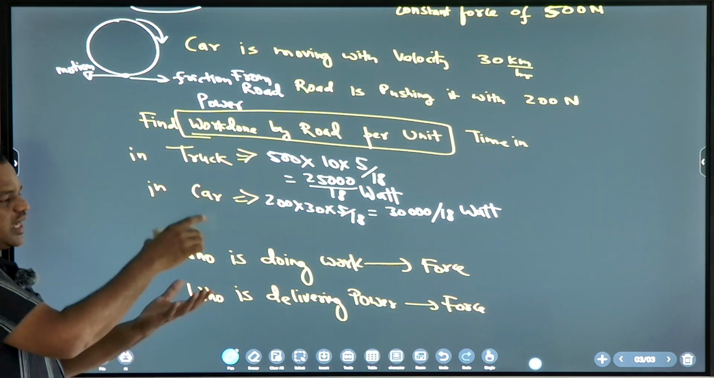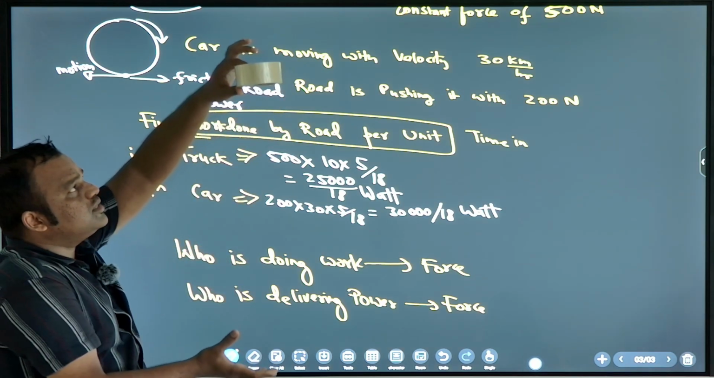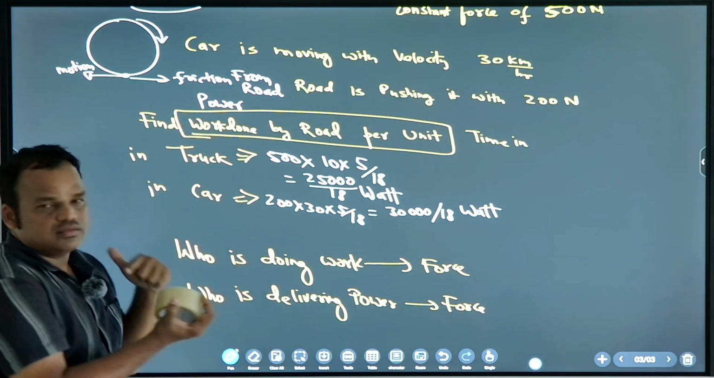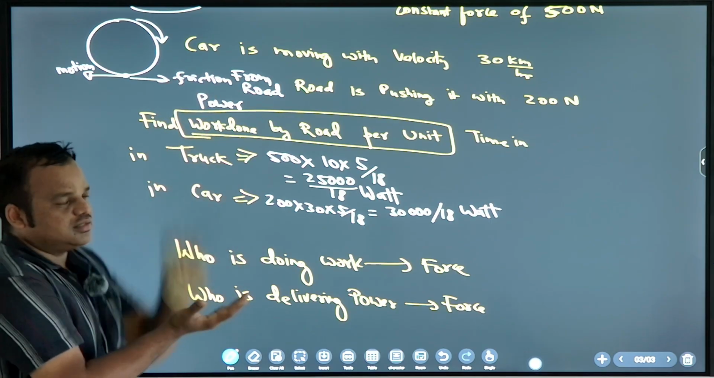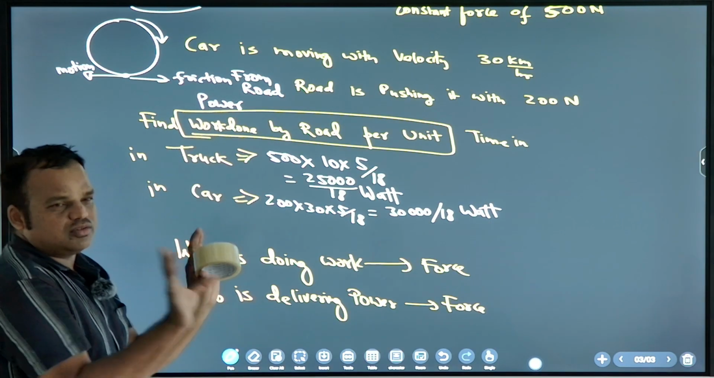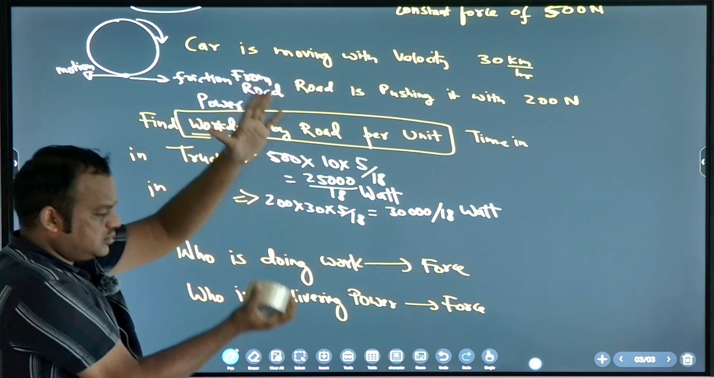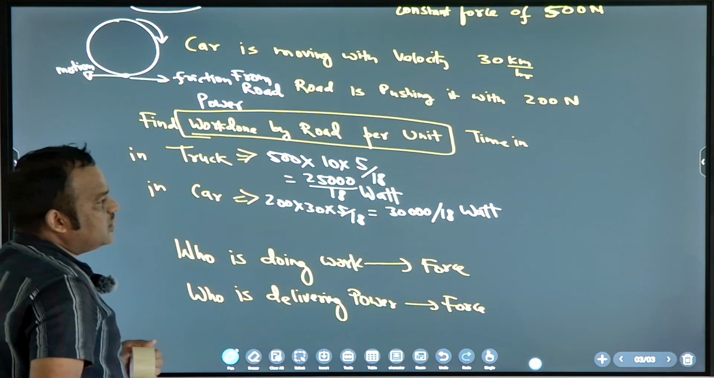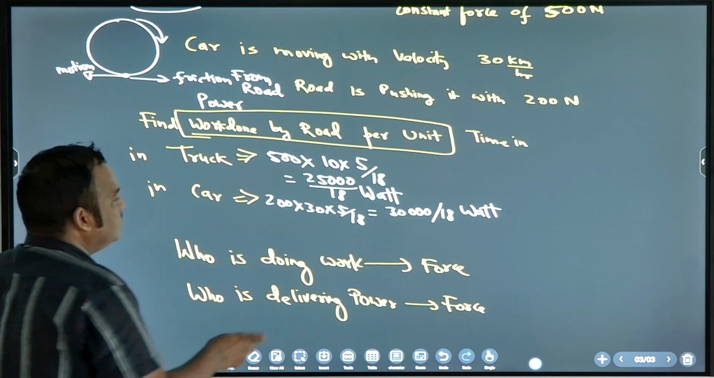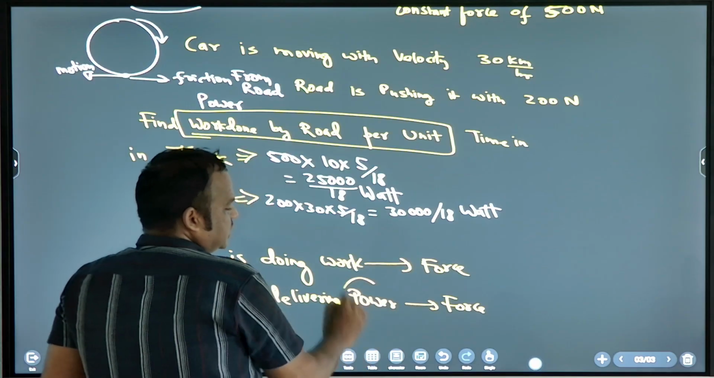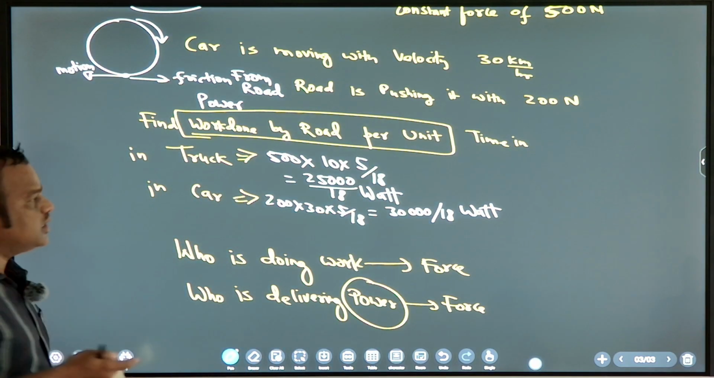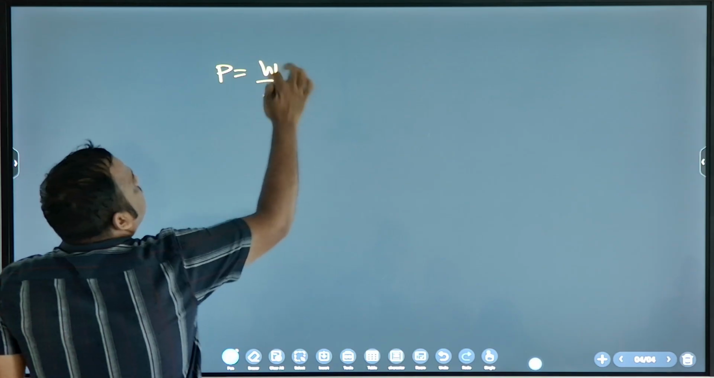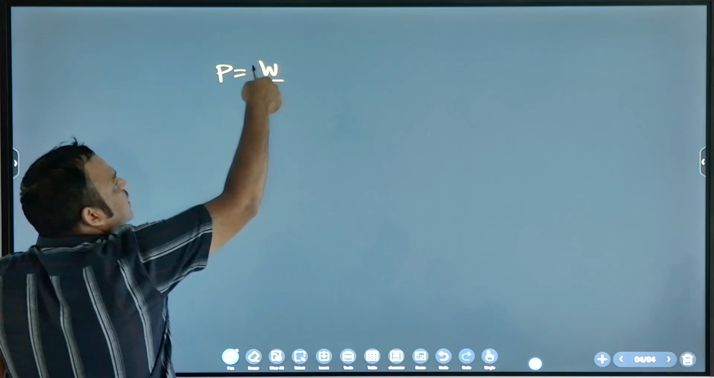It is also taking some time. Suppose I release it from here, it takes some time to come from here to here, it doesn't come immediately. Right now it is here, after some time it is here. Time is also taken. So work is also done with respect to time. Work done per unit time is known as power. If work done per unit time is more, power is more.